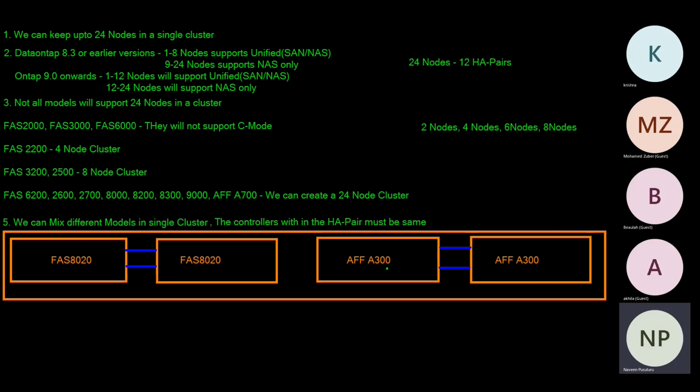Same here. For example, here I'm using AFF A300. Can I use AFF A400, which is the same series storage array? No, that is also not possible. You can use different models within the cluster, but the models within the HA pair must be the same. These are the conditions you need to consider and remember before creating a cluster. Any questions?